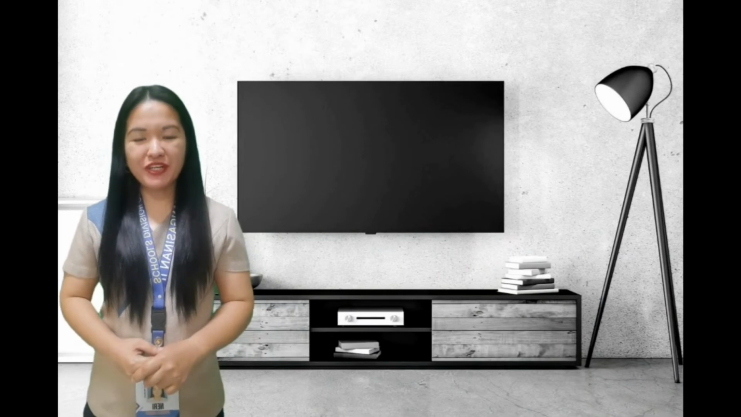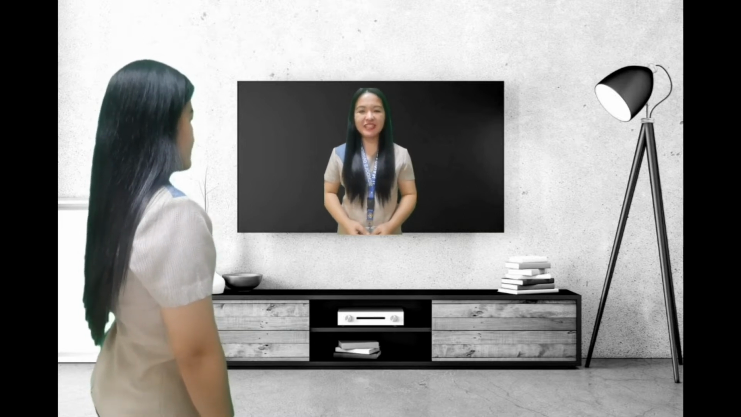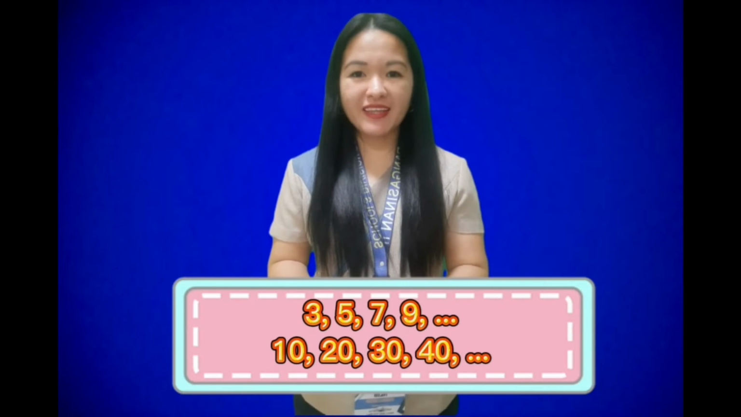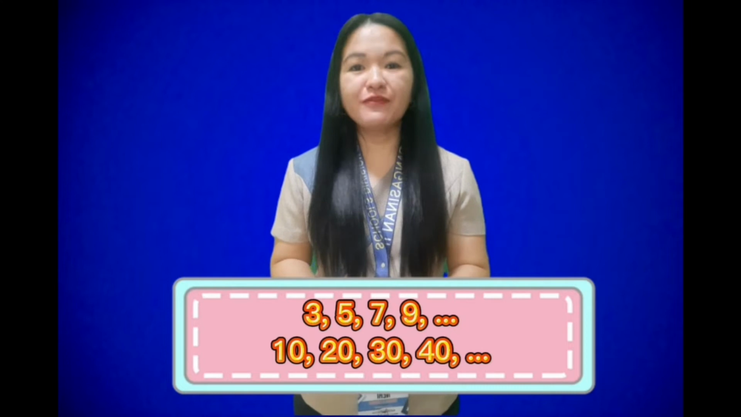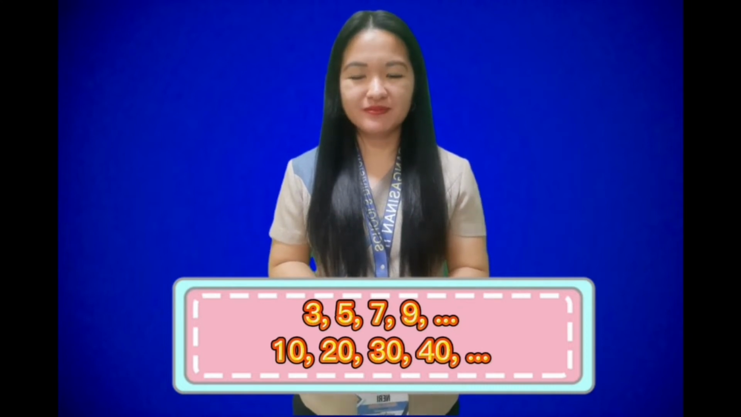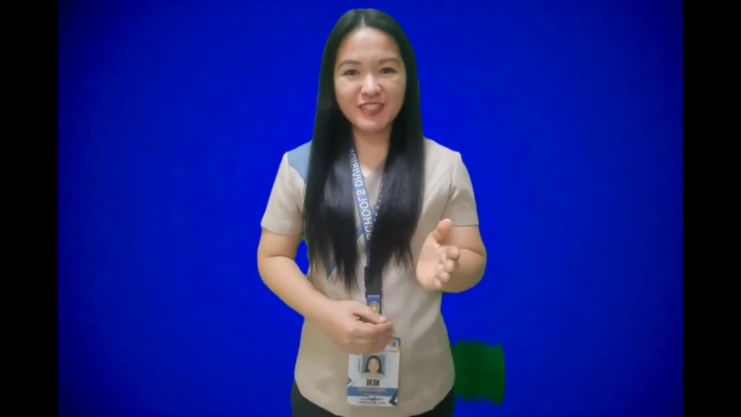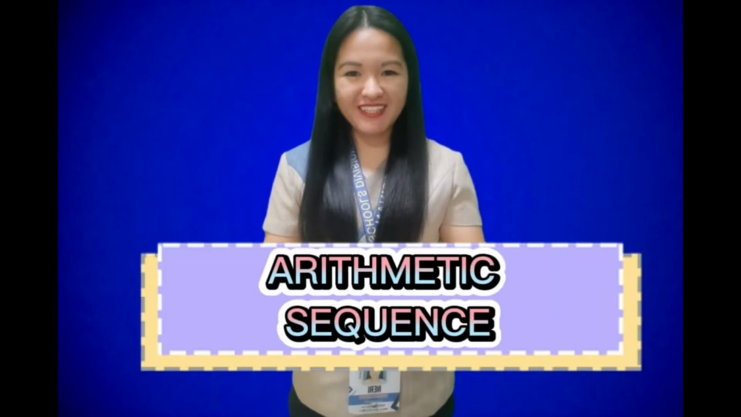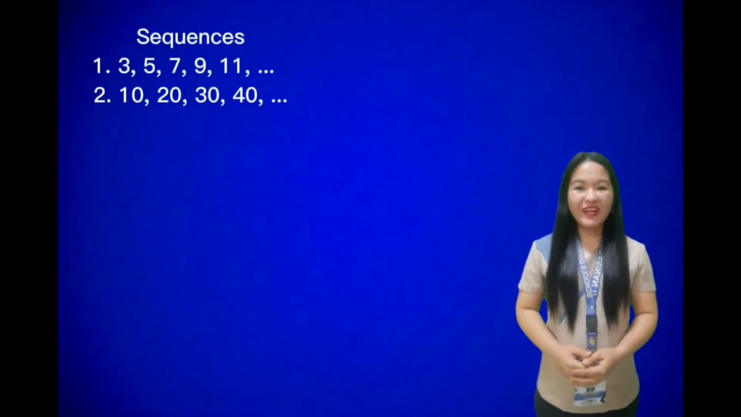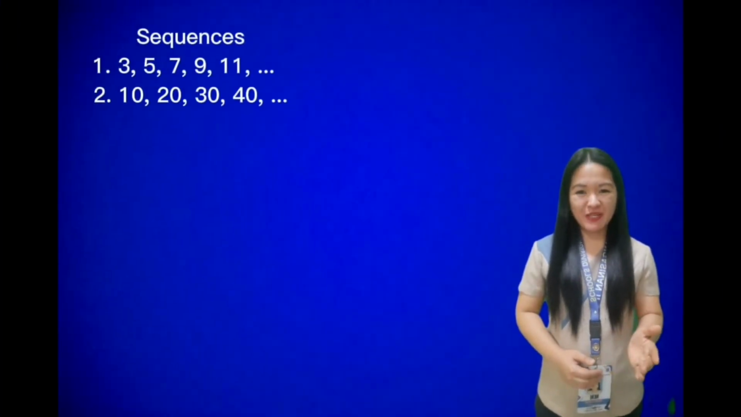Let us have a short review about the previous lesson. Let us watch this. A sequence is an arrangement of objects, numbers, or even figures which follows a certain pattern. Look at the given sequences. Can you see the specific pattern they follow? Let us try to give emphasis on the things you observe as we undertake the new lesson about arithmetic sequence. What is the pattern you observe in each sequence?